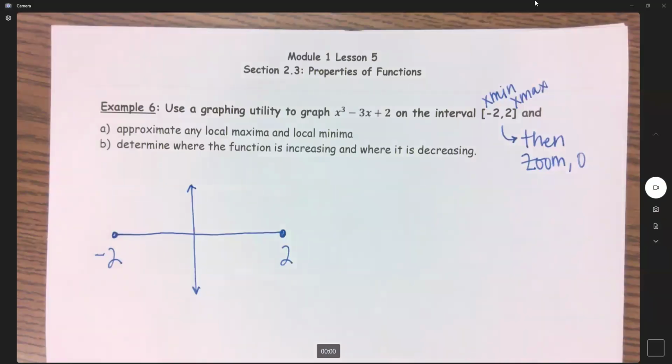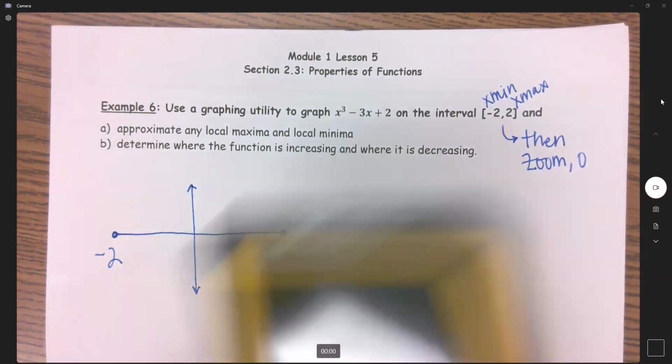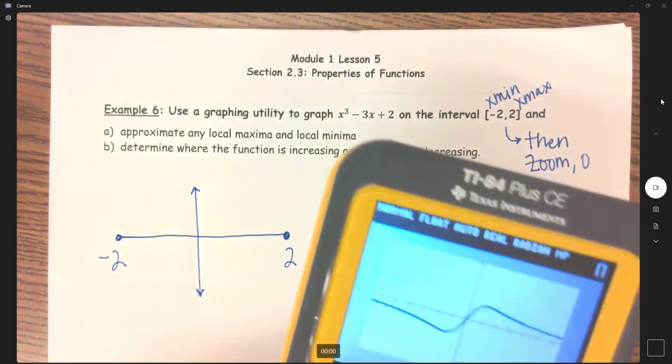Example 6 says use a graphing utility to graph x cubed minus 3x plus 2 on the interval of -2 to 2. And then part A, approximate local max and min and determine where the function is increasing and where it's decreasing. So our graphing utility is our calculator. So let's use our calculator here.